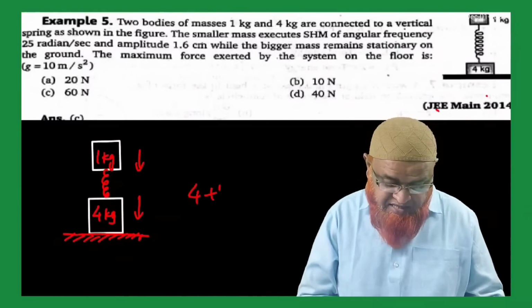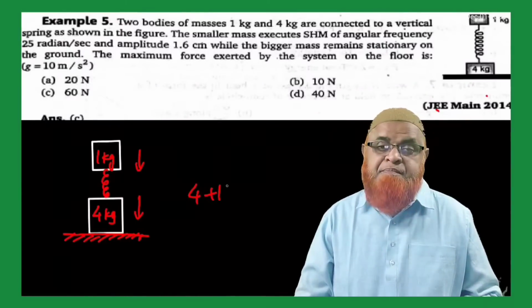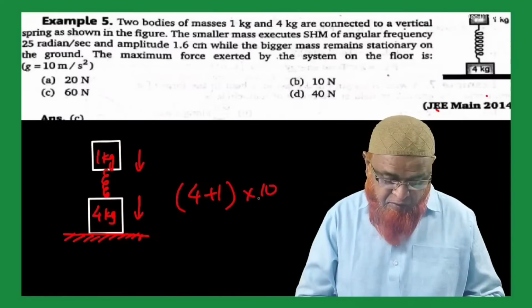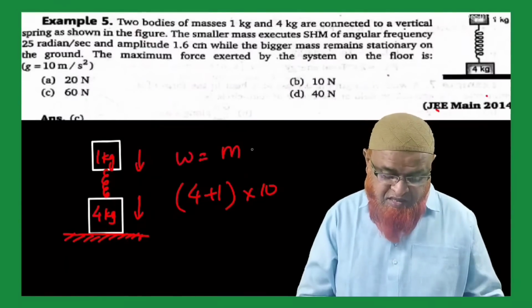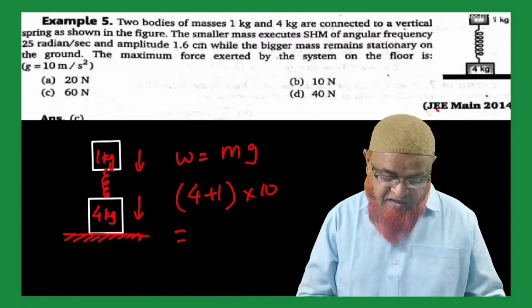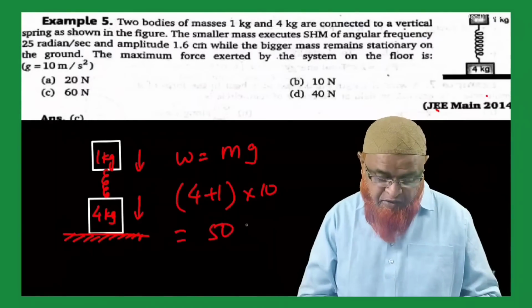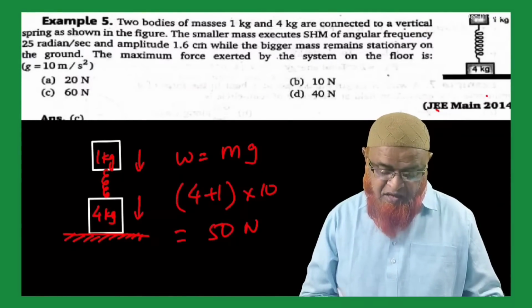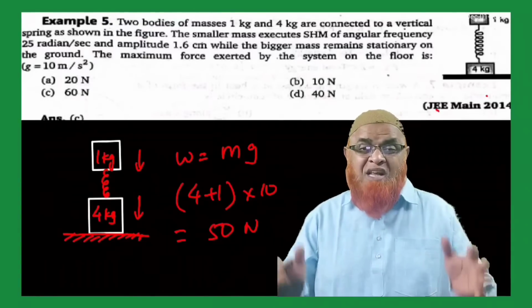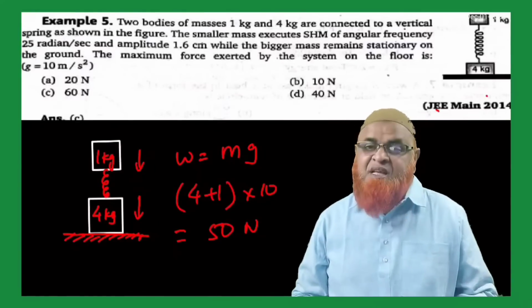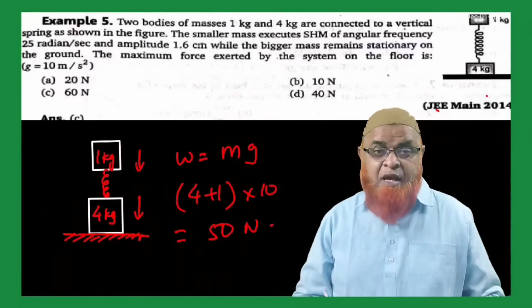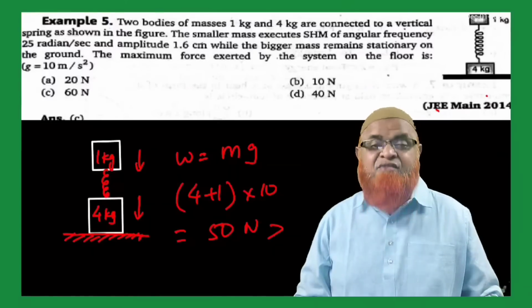It is understood that 4 plus 1 is going to be 5, and if you multiply this with 10 kgs, 10 newtons, because weight is nothing but mass into gravity, so 4 plus 1 into 10 is going to be 50 newtons. Okay, so what is the maximum force? Maximum force means it should be greater than weight. So definitely you have to select the option which is greater than 50 newtons.